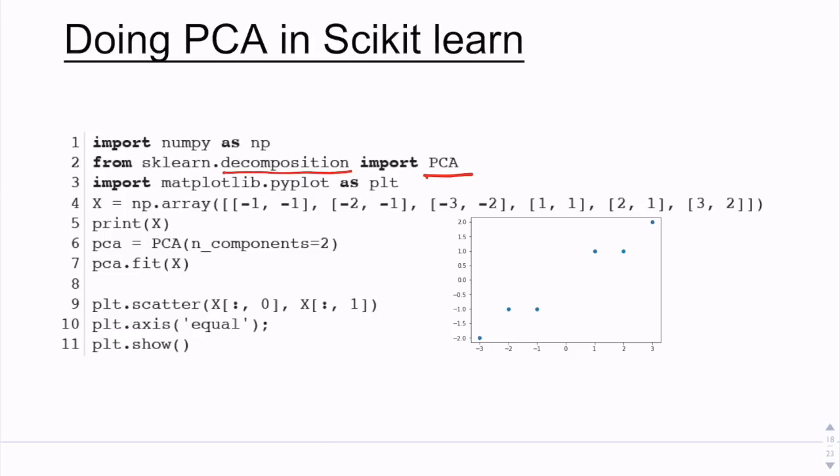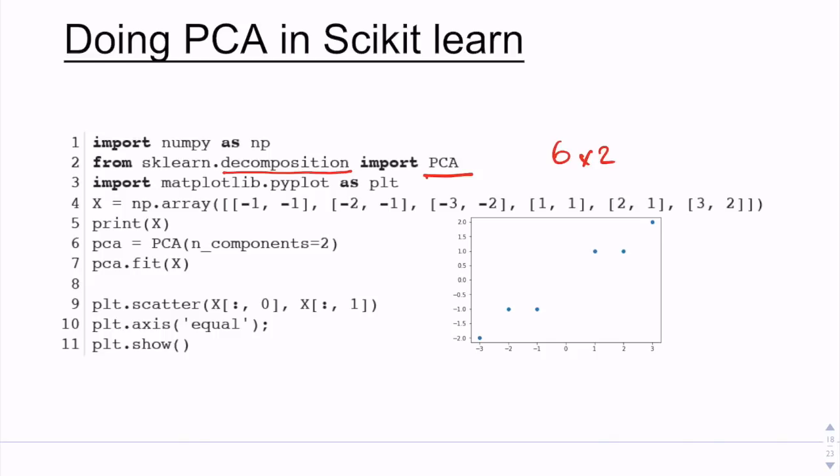Here I have just created a very simple matrix. This matrix is 6 by 2. So I have 6 samples, and each sample has a dimension of 2, or 2 features.